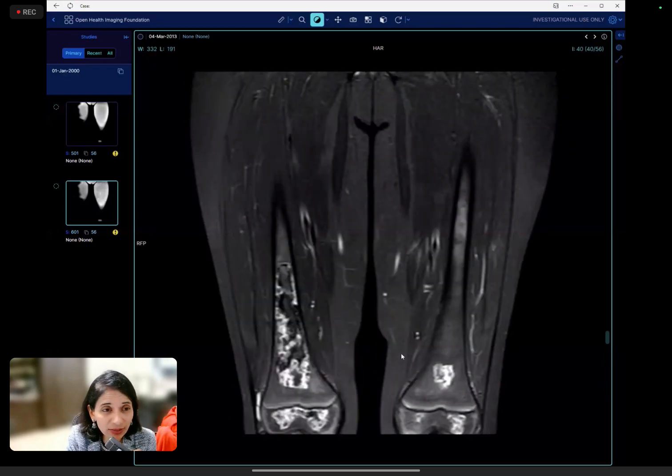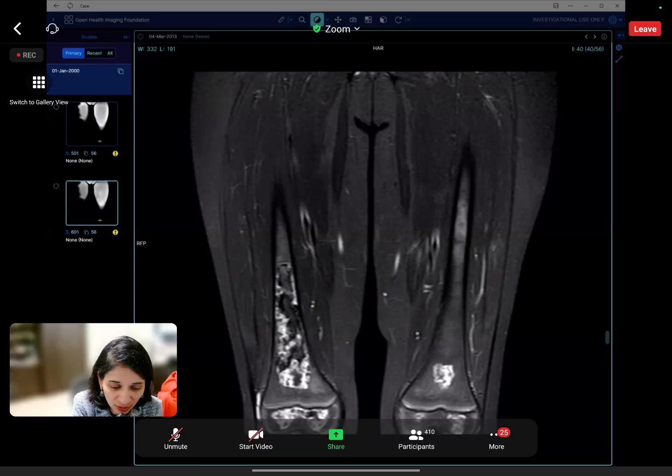So this patient actually had acute leukemia, and you're right. Then had the bone marrow transplant, and therefore was on high dose steroid, and that's why it developed all these changes.